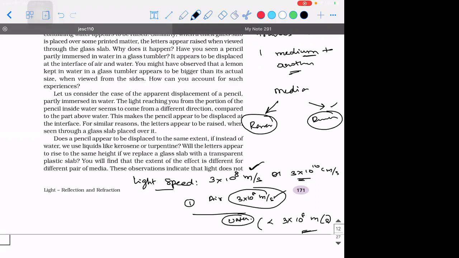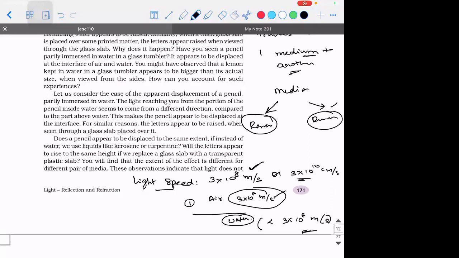Okay. Now I'm going to define an important parameter. Listen to this carefully. So rarer medium or denser medium is only a comparative study. What do you mean by comparative study? I can call a medium rarer or denser only if I have a minimum of two values in my hand.